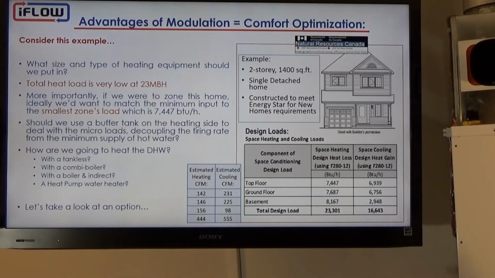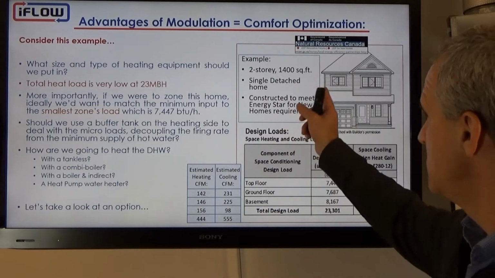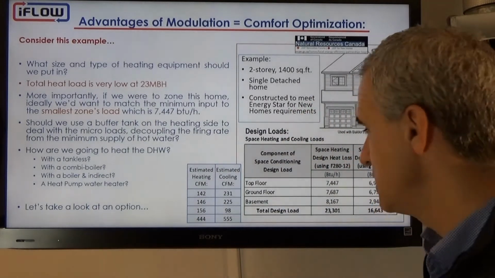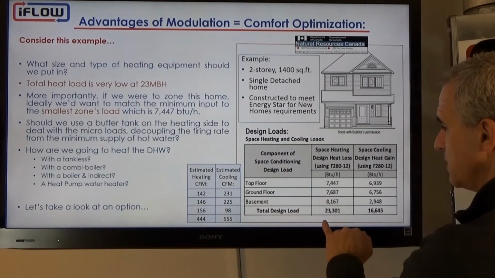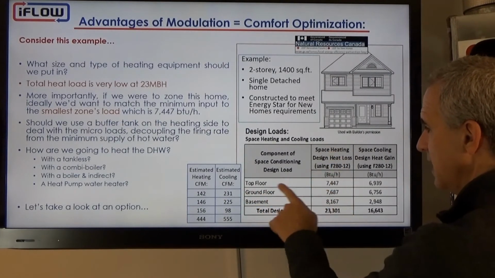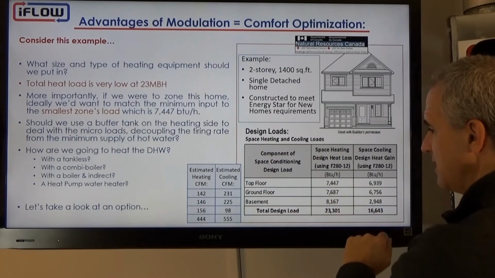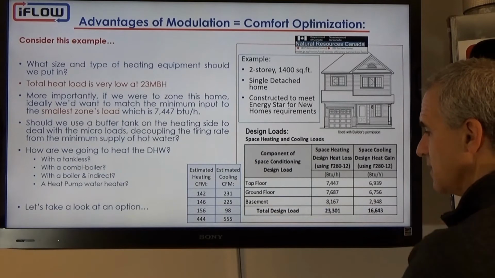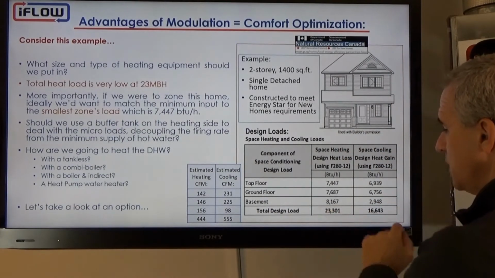So 1.5 tons of cooling, 23,000 BTUs of heating. But we're going to zone this house. So this house is zoned, and as such they've divvied up the heat loss into different zones. On the heating side, we'll have 7,000 BTUs on the top floor, almost 8,000 BTUs on the main floor, and 8,000 BTUs in the basement, for a total load of 23,000 BTUs.